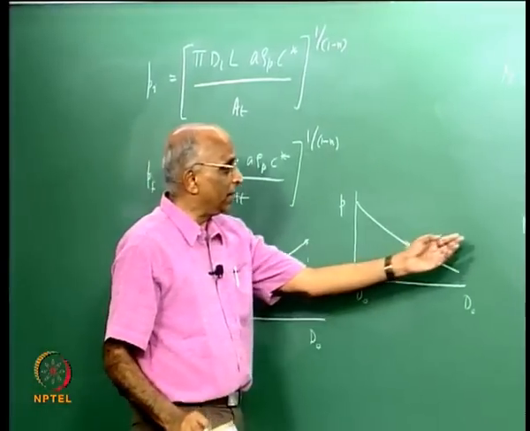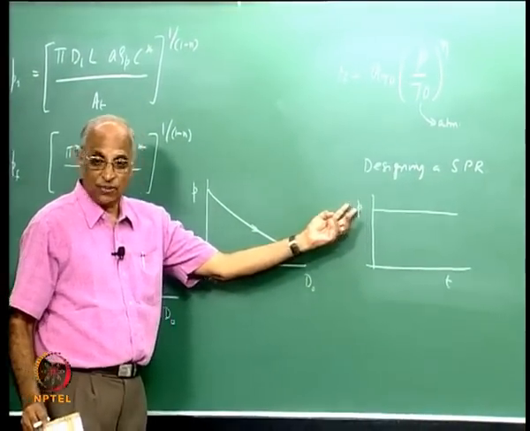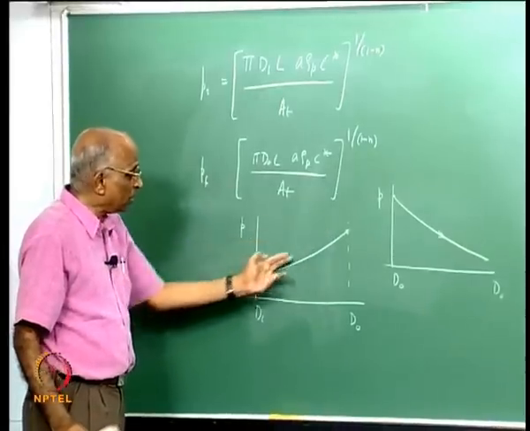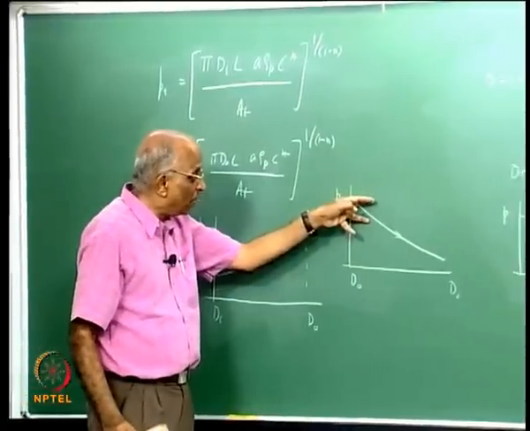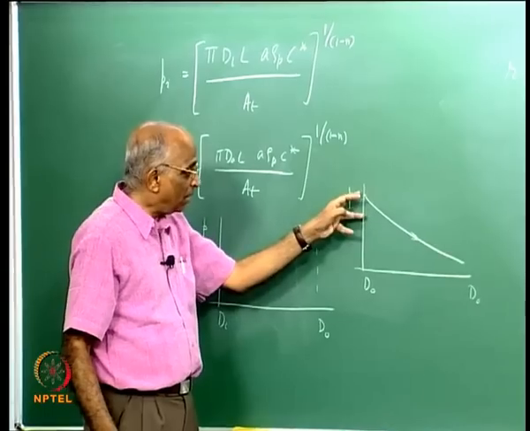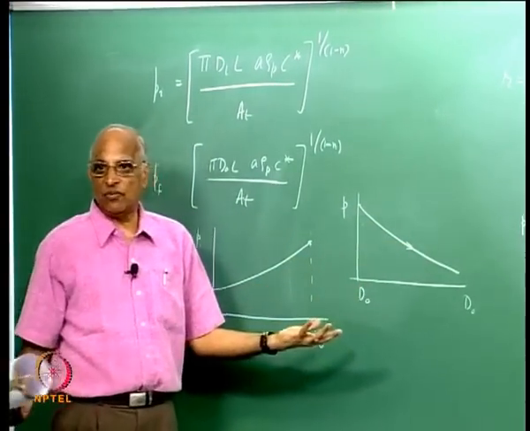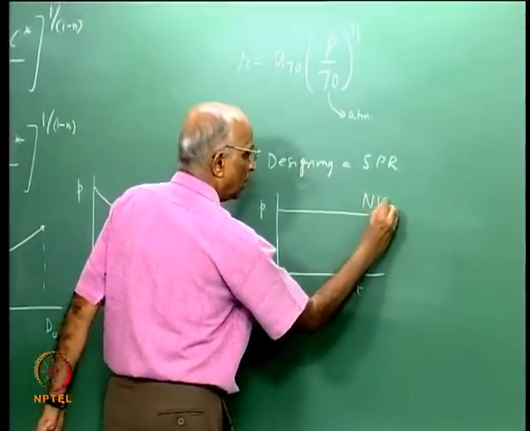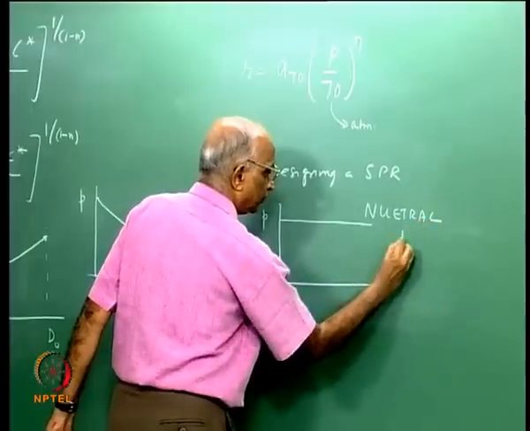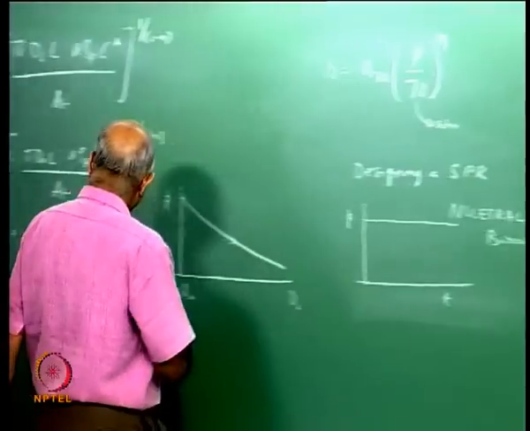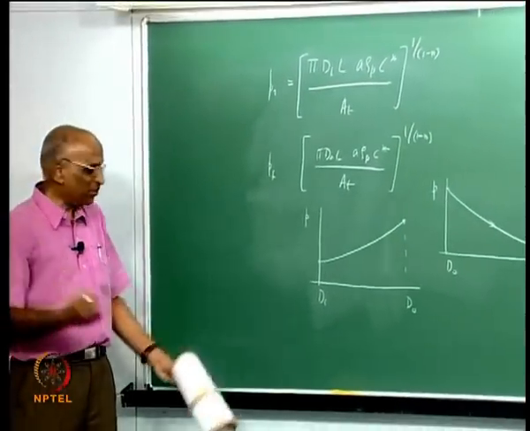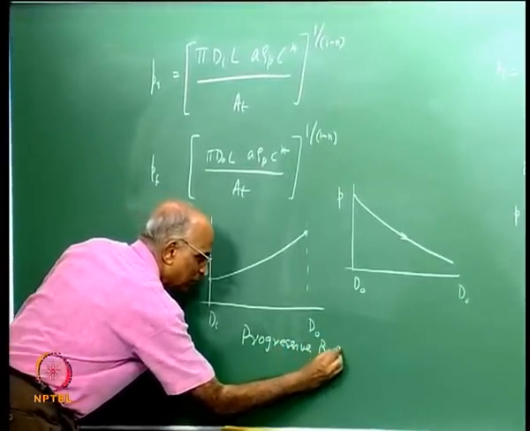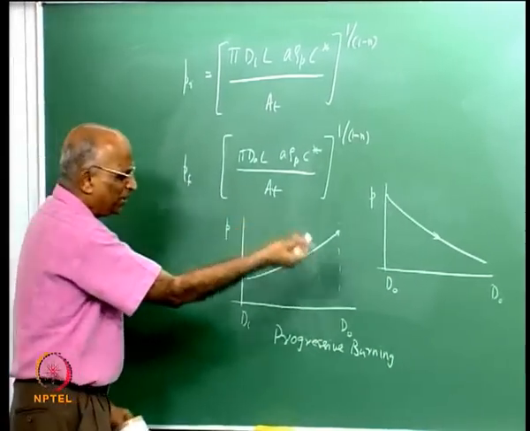In other words, while the end burning grain gave me a constant pressure and therefore a constant thrust, a radial grain burning from inside to outside gave a progressive increase in pressure or a progressive increase in thrust, while inward burning, that means burning from outside to inside, gave me a falling pressure and therefore a falling thrust. Therefore, I could have three types of thrust evolution in such rockets, and therefore, this is known as neutral burning. What should be the name for this? Progressively increases, that is progressive burning. And this, it keeps decreasing, that means regressive burning.